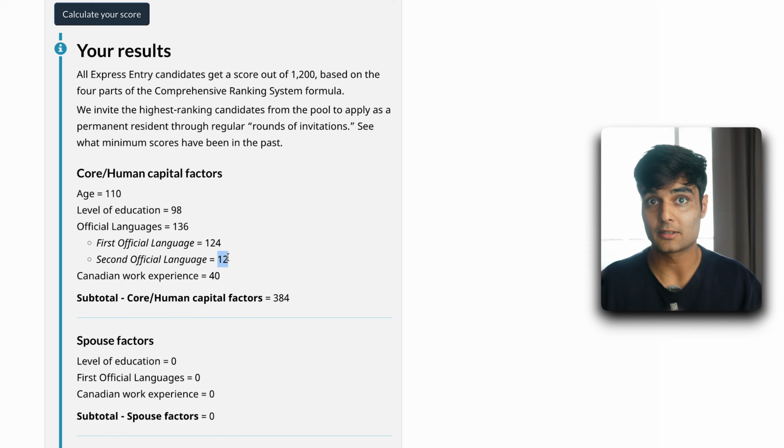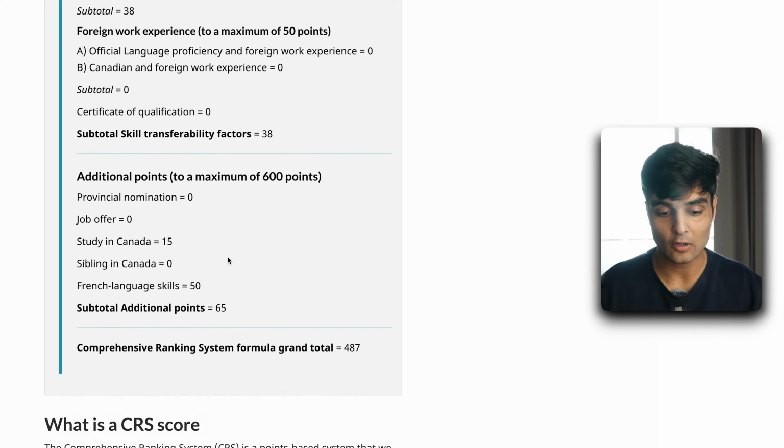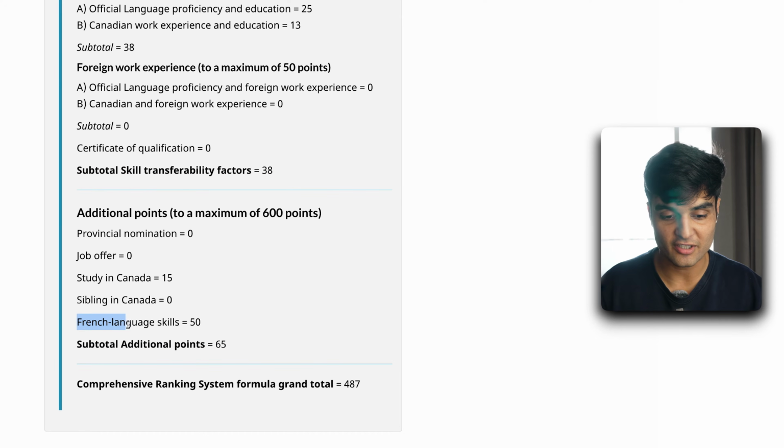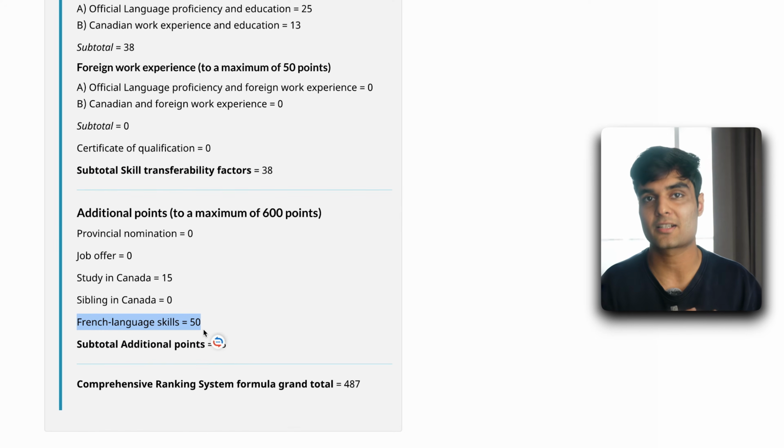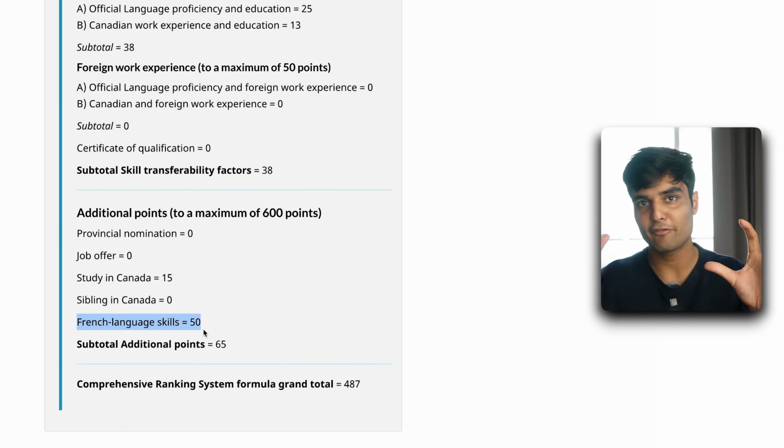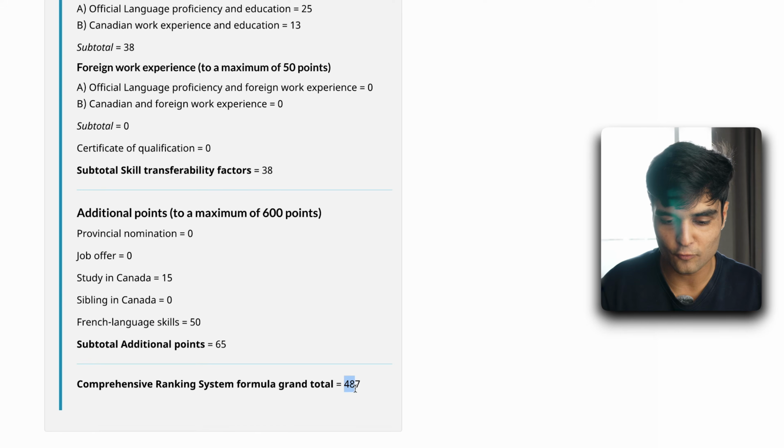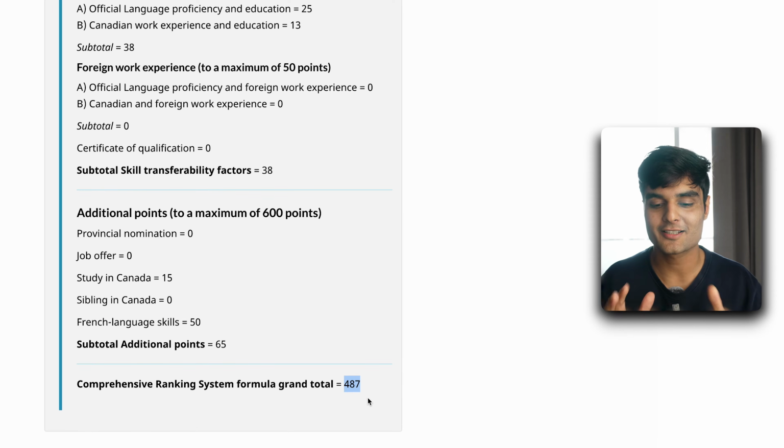Okay, so this is good news, but also because we are fluent in French language skills, we got 50 extra points. So 12 plus 50 is equal to 62, and 425 plus 62 equals 487. So this is our score which we will be having after getting 1 year of experience in Canada if you are after 12th. Now, if you have 2 years of work experience, you can add 25 points over here as well. That will be 512, something like that score you will have if you had 2 years of work experience.